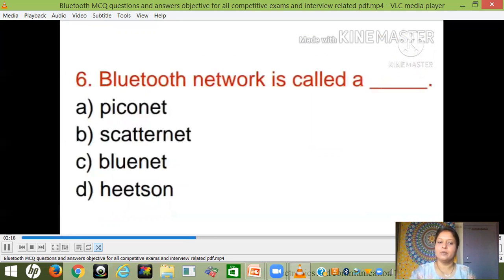Next, a Bluetooth network is called a Piconet, Scatternet, BlueNet or Hitson.